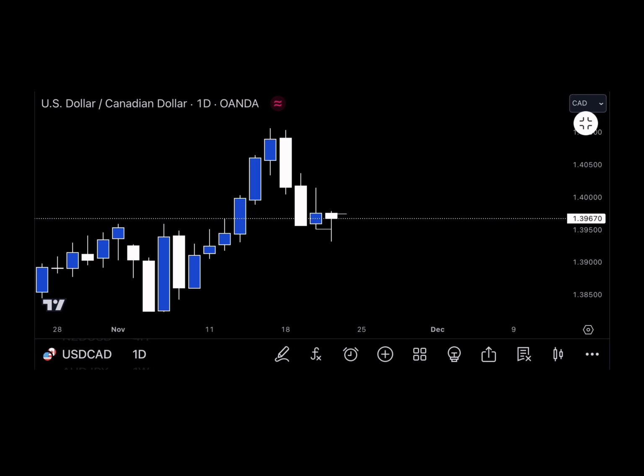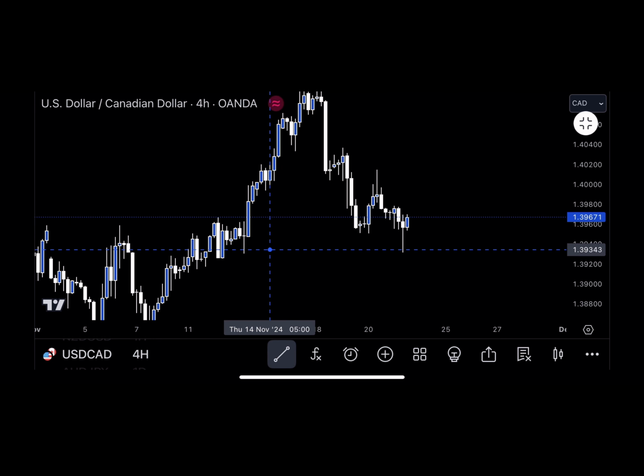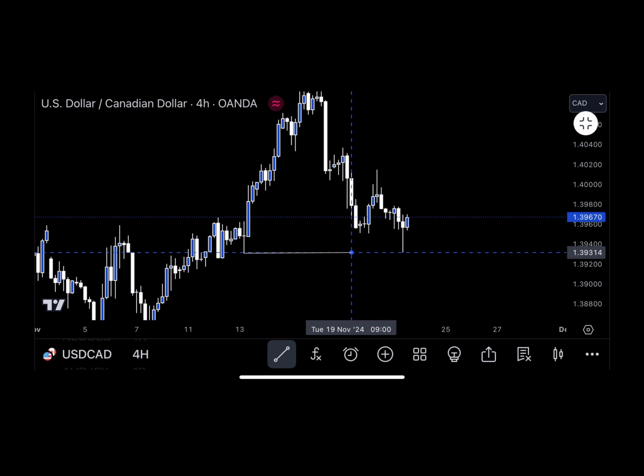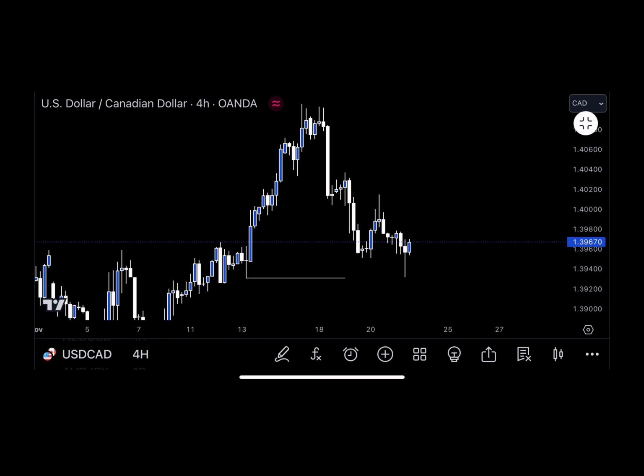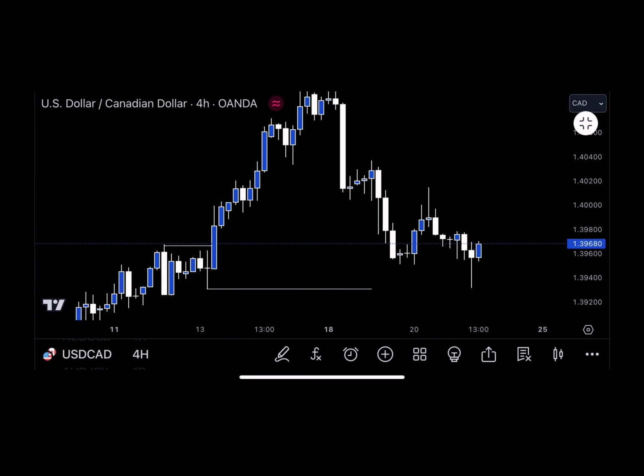I first go to the daily time frame to see what is happening on the daily, to see the bigger picture. Then I go to the 4 hour to see what's happening on the 4 hour. I marked out the leg that caused a break of structure to the upside, where my demand zone is located. This caused a break of structure here, leaving an inefficiency gap behind.